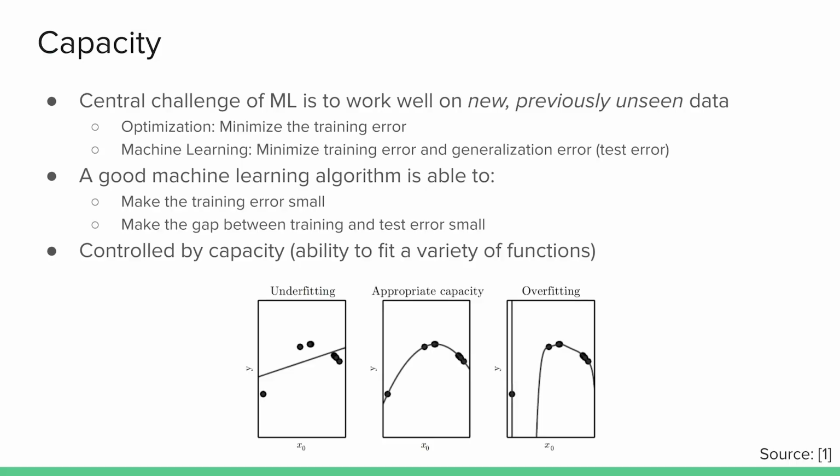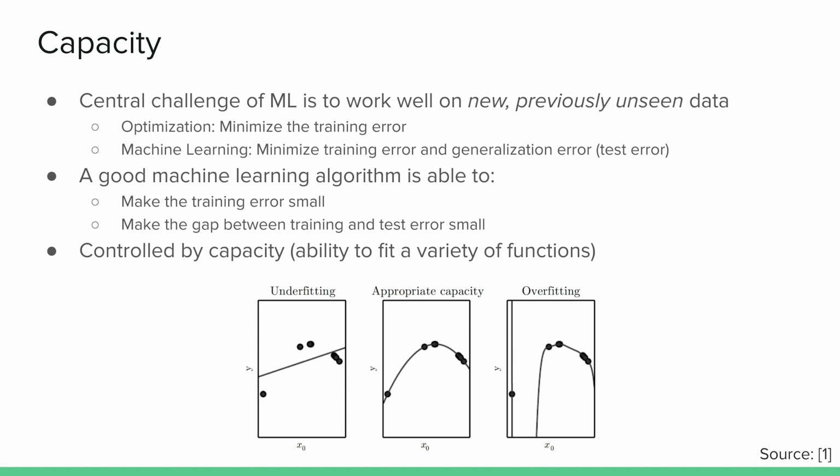Capacity is probably one of the most important terms when talking about machine learning, and it's because of the following. A central challenge of machine learning is to work well on new, previously unseen data. And how does it do this? Well, we've already talked about this. You have certain assumptions about your data that you're training and working on afterwards, and they have to have the same distribution, and you're trying to learn the distribution from the training set and then apply it to new unseen data. And in machine learning, what we're talking about are two things.